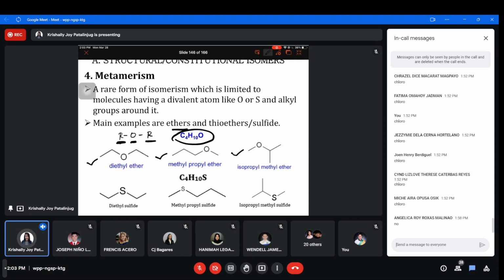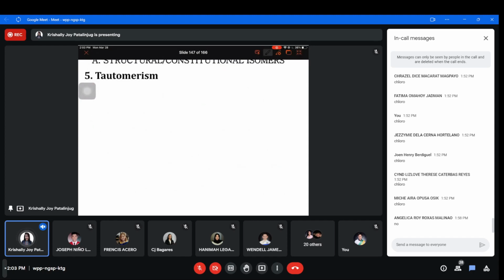So yan yung tandaan nyo kapag set of ethers, parehas ng formula, nag-differ lang yung structure ng mga ethers, metamerism yan. Set of thioethers, okay? Set of structures ng thioethers, magkaiba yung structure ng thioethers but the same yung number of carbons, number of hydrogen, number of sulfur, then that is metamerism. Okay, yan yung tandaan nyo. Ethers, thioethers, or sulfides, sulfides.